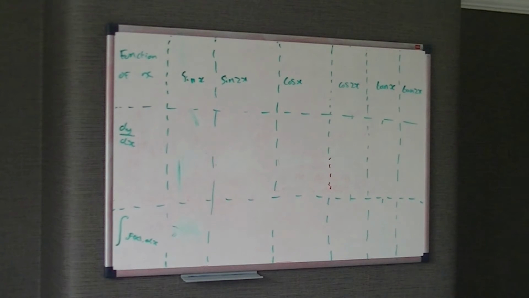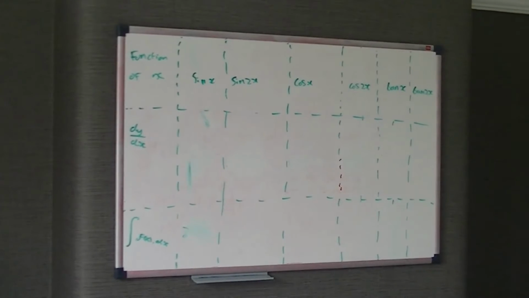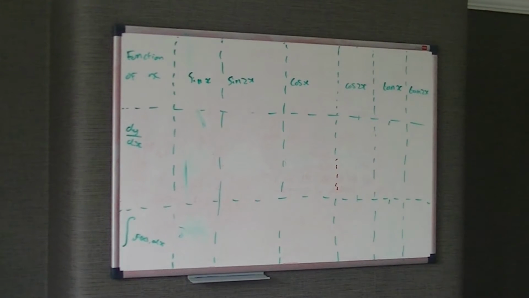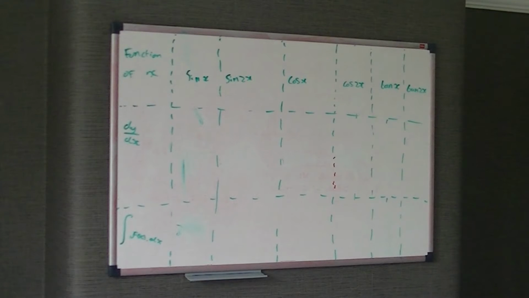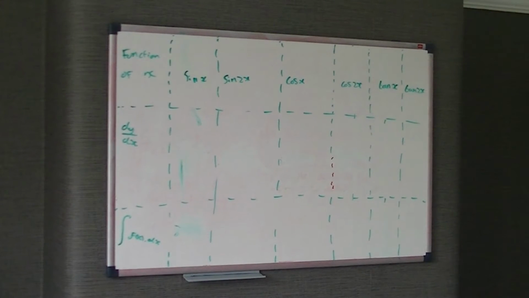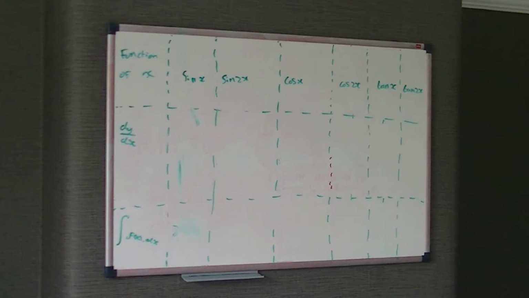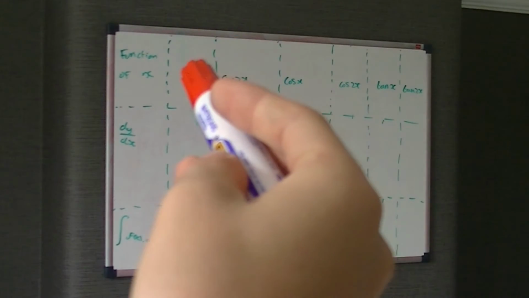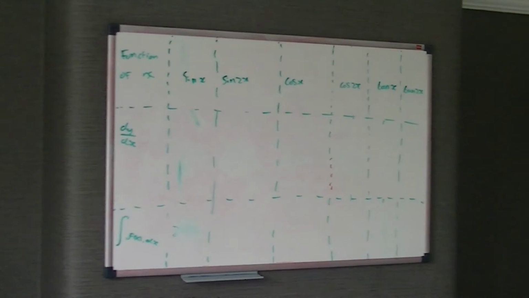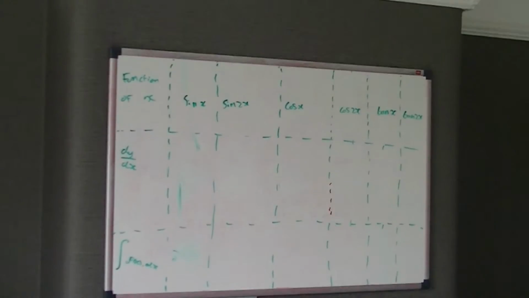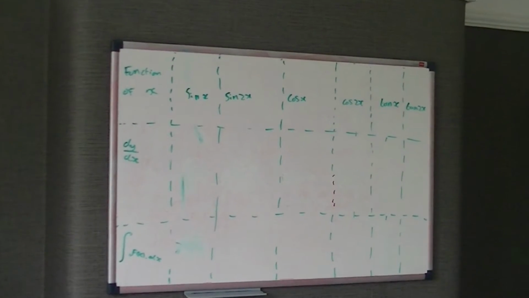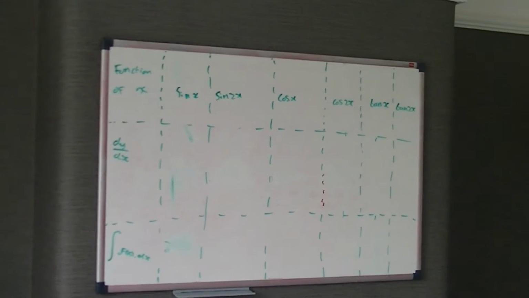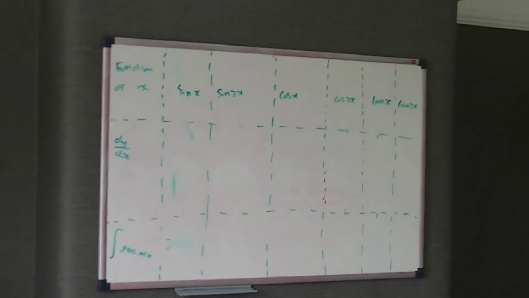Now, what I've drawn on the board there is a table. What this table shows is obviously your function of x, your differential, and then your integration of this differential up here, of the function up here.